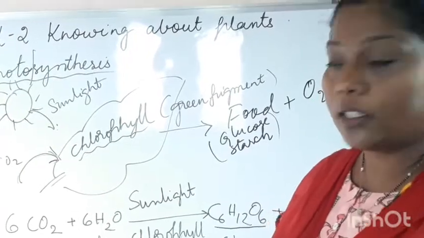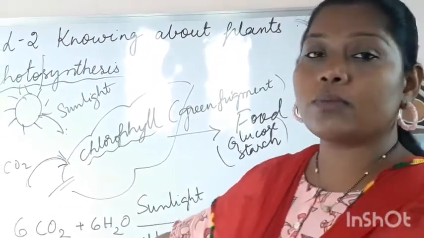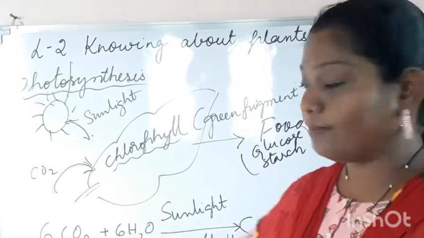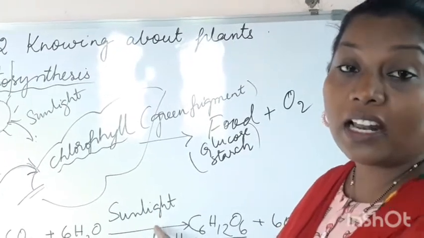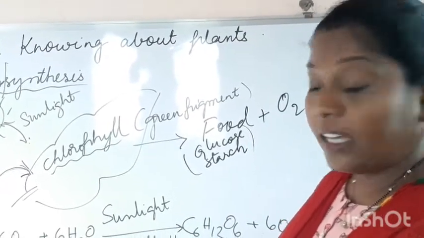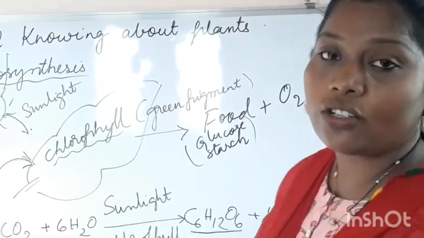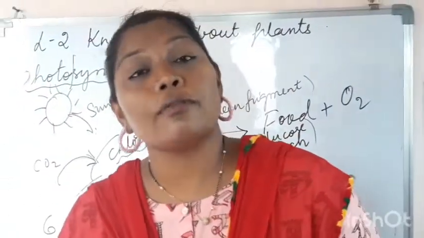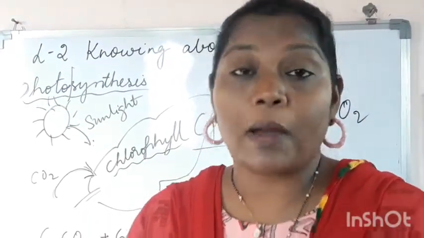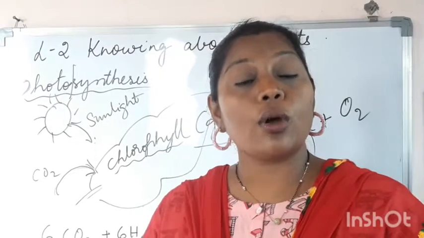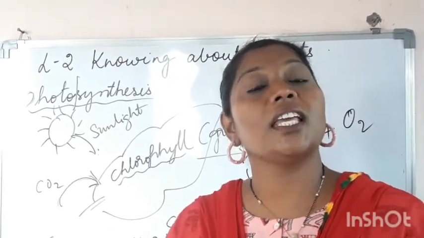No problem. Okay. Now just remember this equation of photosynthesis. 6 molecules of carbon dioxide reacts with 6 molecules of water in the presence of sunlight and chlorophyll, gives rise to glucose and oxygen. Okay children. So this is the process of photosynthesis, means preparation of food by the leaves, which is also an important role done by the leaves.